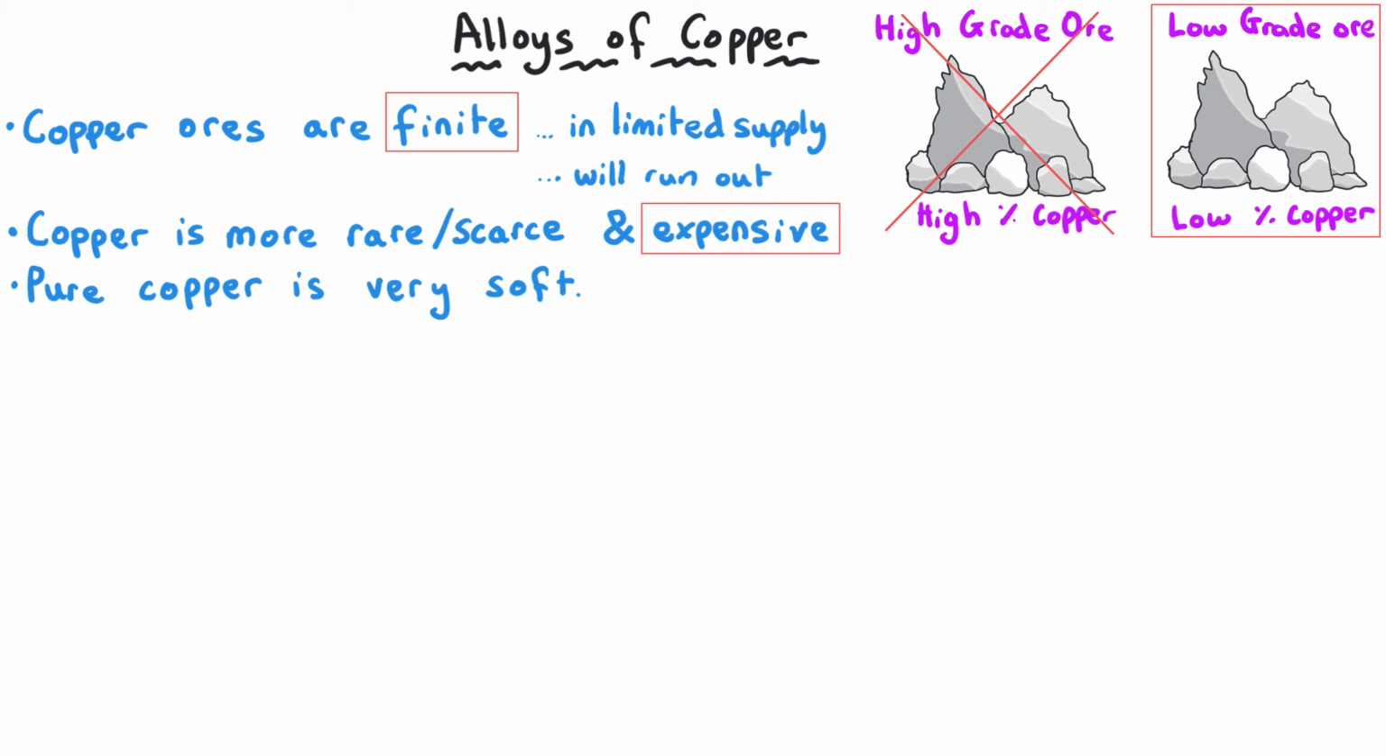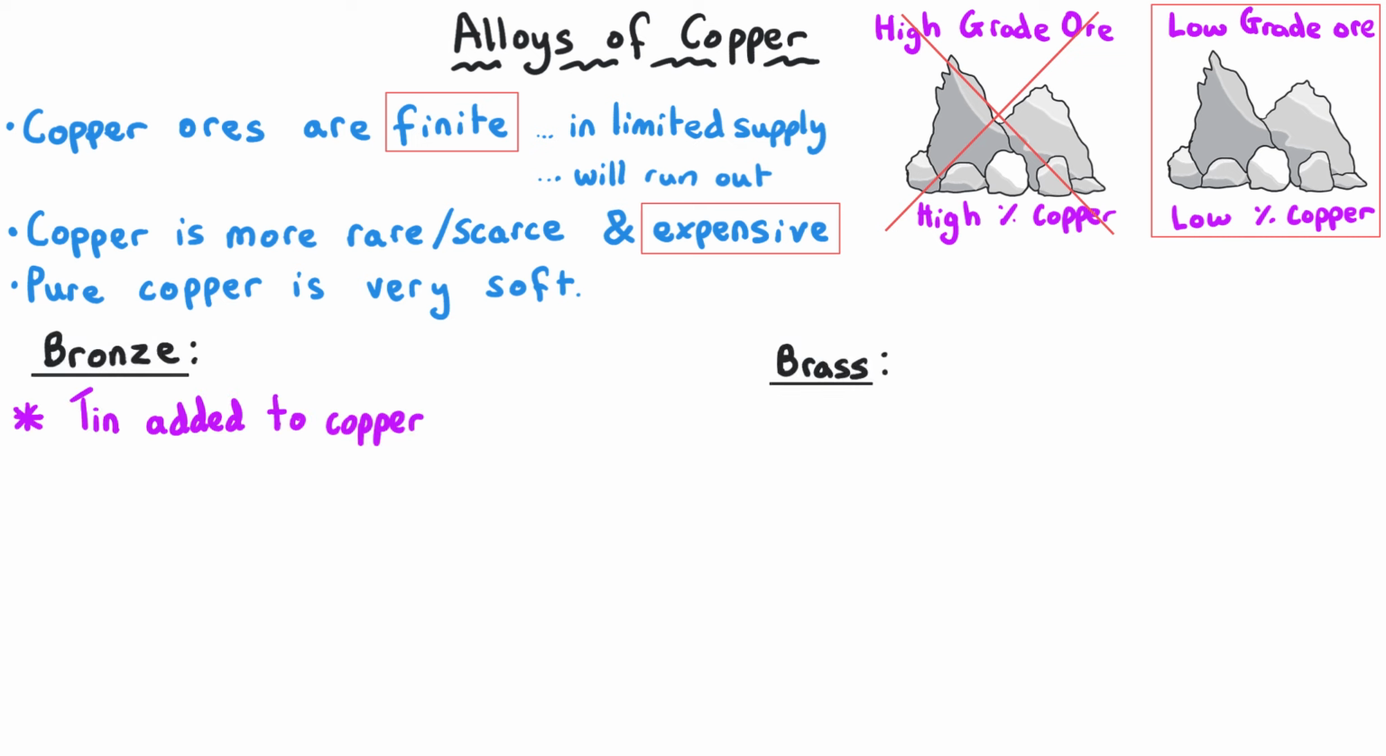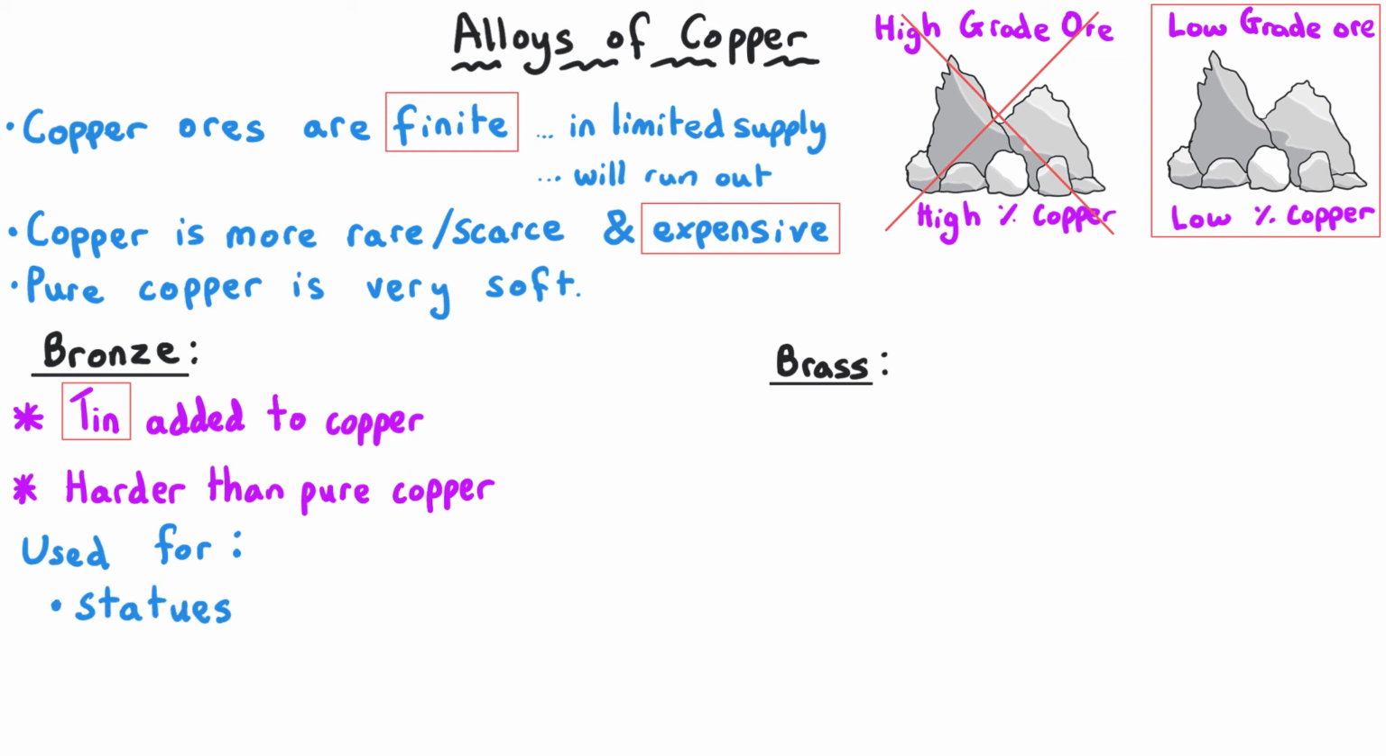Two alloys of copper that you need to know about are bronze and brass. Bronze is an alloy where we mix tin in with our copper. Bronze is much harder than the copper would be as a pure metal, and so that makes it useful for things such as statues that need to stand the test of time, and also decorative objects such as medals.